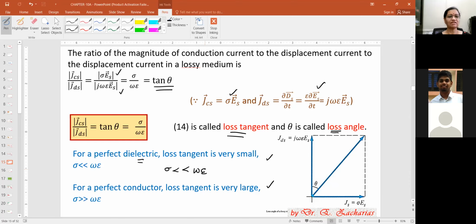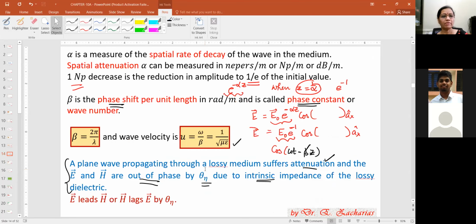So if it's a perfect dielectric, what happens is, okay, just please guys, just bear with me. I have to go on the slide. Bear with me.